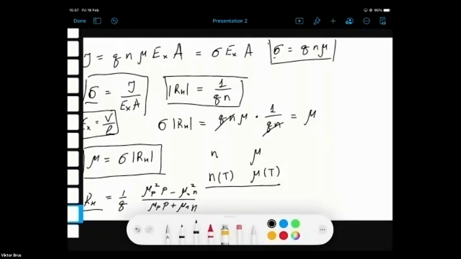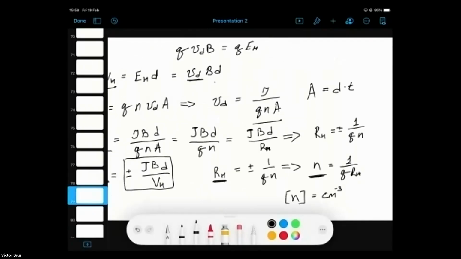Yes, can we return to the 79th slide, previous slide? Okay, sure. This one? Yeah. Yes, I just wonder why the constant R_H will be 1 over Qn? Because if we return, for example, it will be like the product of J, B, D and Qn.